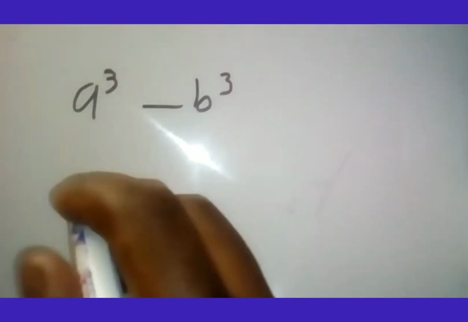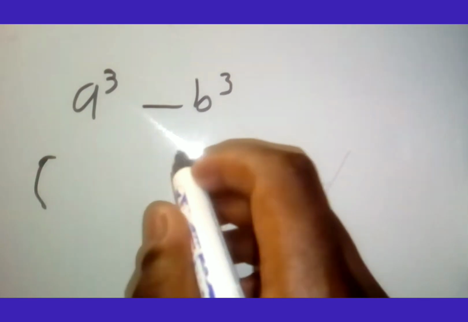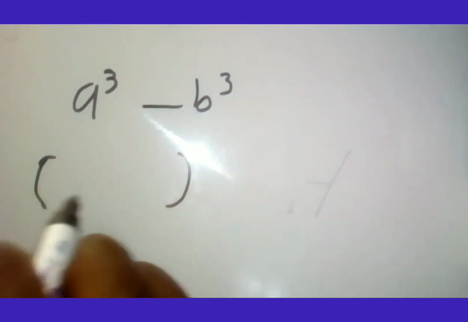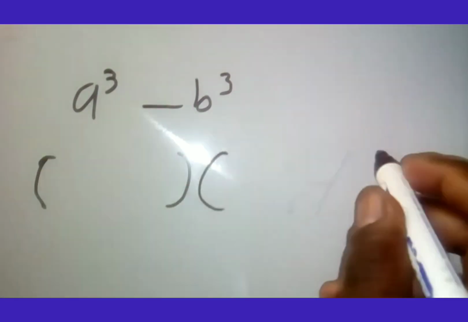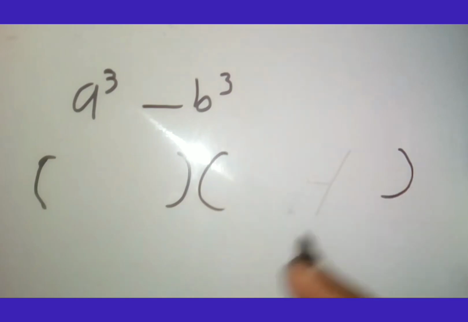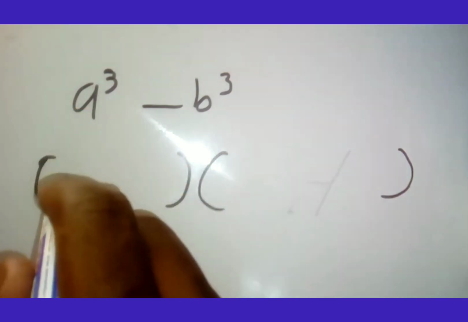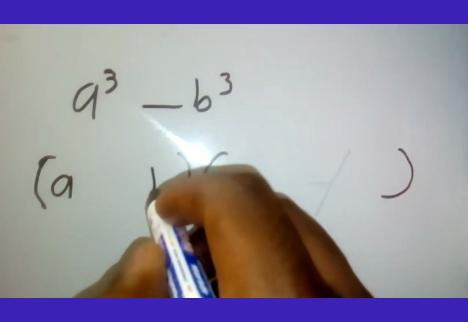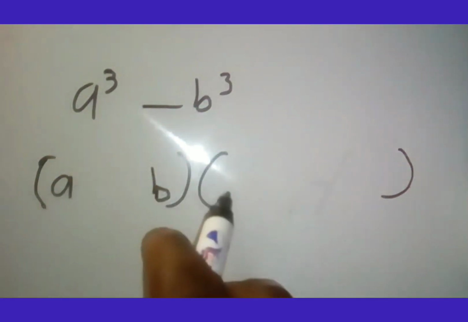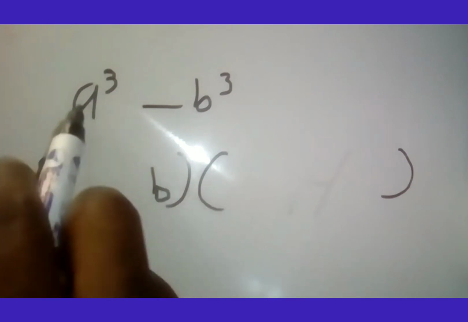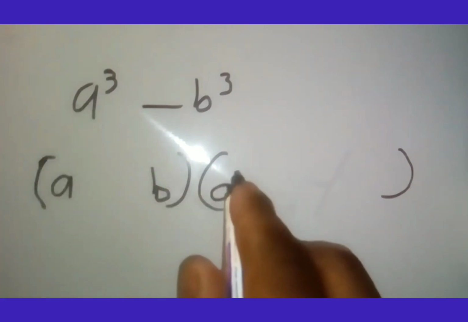When we have something like this, we're going to have to open a bracket for a binomial, meaning something with two terms, and a bigger bracket for a trinomial, meaning something with three terms. So what's the cube root of a cubed? It's just a. Cube root of b cubed is b. Then what do we have to multiply a by so that we can get a cubed? It's actually a squared, right?